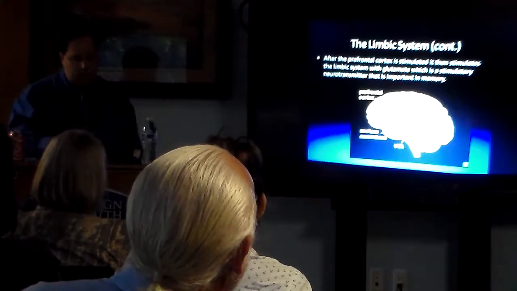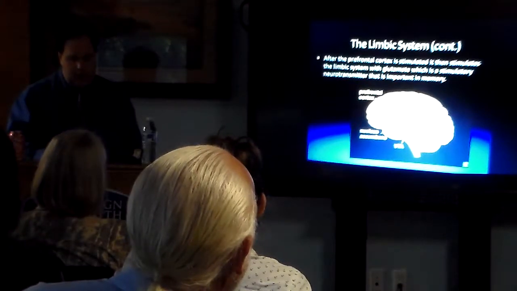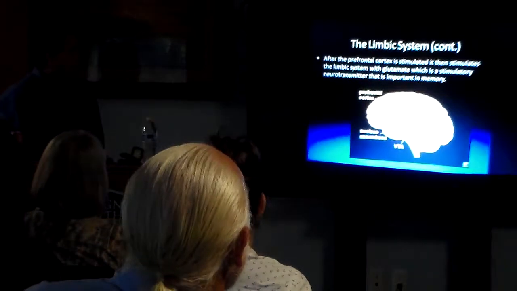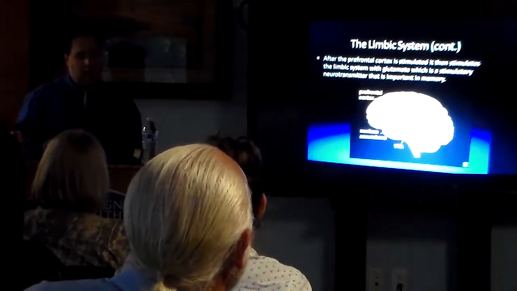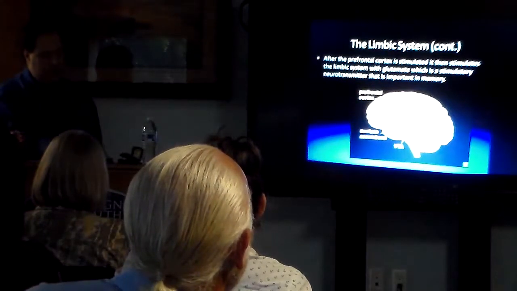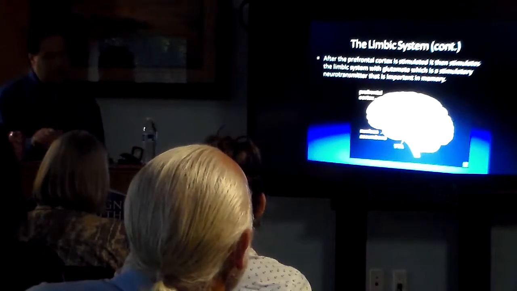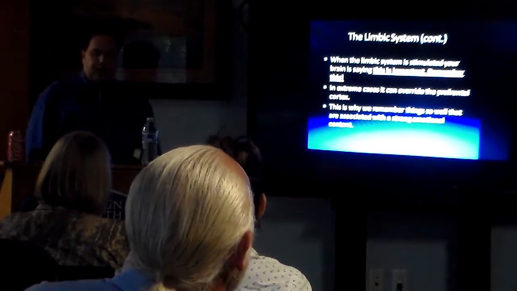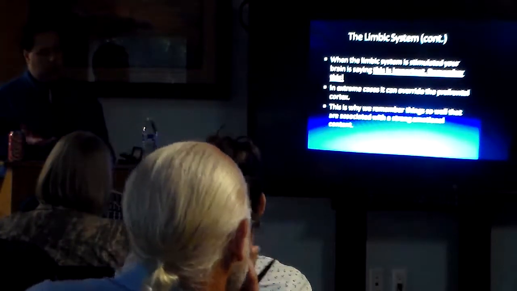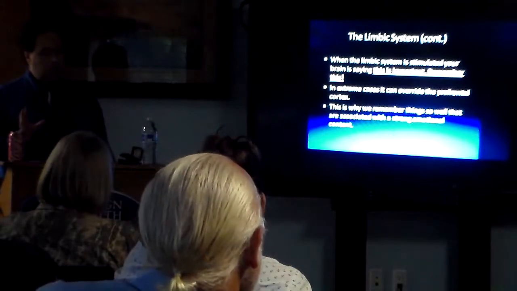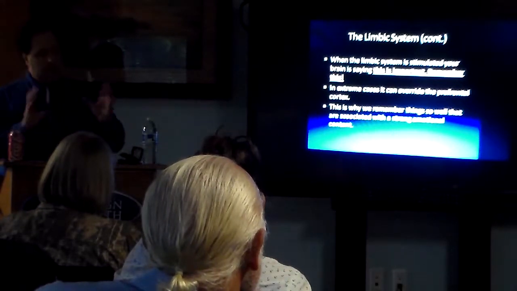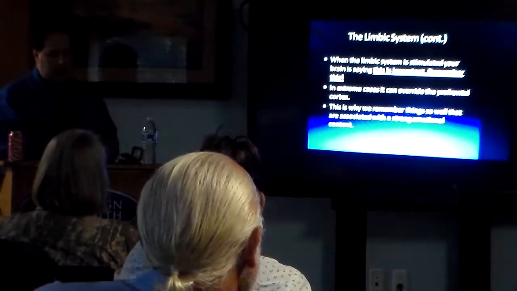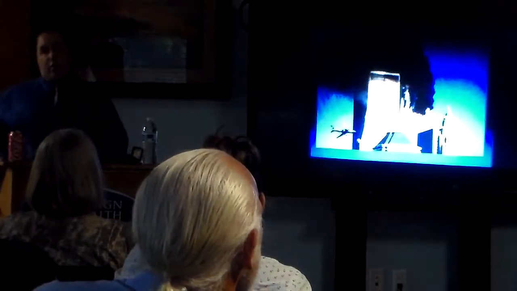All right, so this is basically what I was talking about before. And also there's a neurotransmitter called glutamate that is also very important in memory. That is in the pathway between the prefrontal cortex and the limbic system. So when your limbic system is stimulated, it's telling your brain this is important. This is a really important thing. You need to remember this. And if we just look at that linkage between the hippocampus and the amygdala, then we have a better understanding of it.